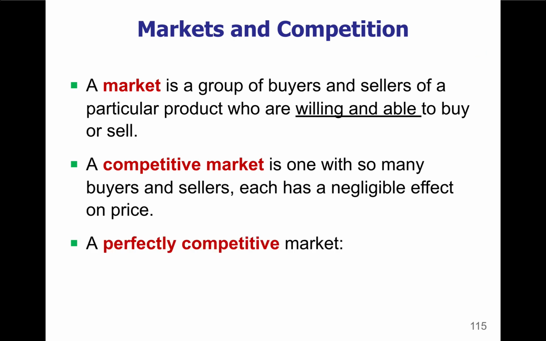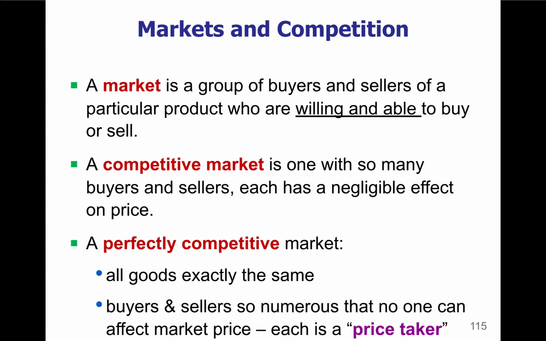Ideally, we would want perfect competition. And in perfectly competitive markets, it means that all of the goods are exactly the same. It doesn't matter where you buy it from, which particular seller or competitor you're buying it from. The good is exactly the same, and therefore the buyer is willing to buy that product from any of the people that are selling the product. And there are so many buyers and sellers that no one has an effect on the market price. Everybody is what's referred to as a price taker. You have to take the price that the market sets because the sellers cannot control their own prices.